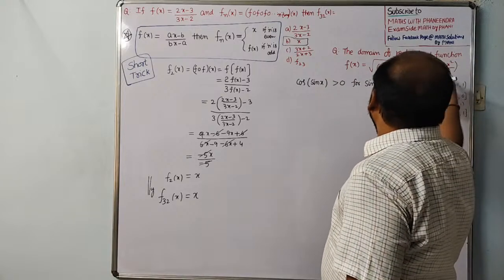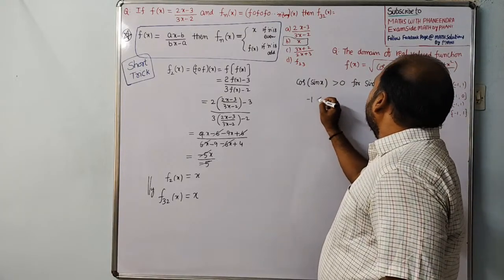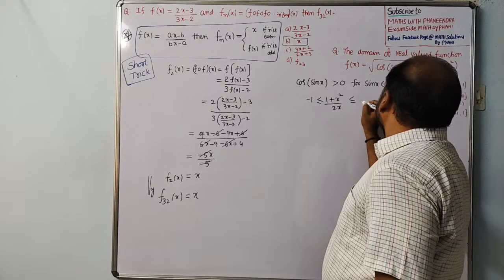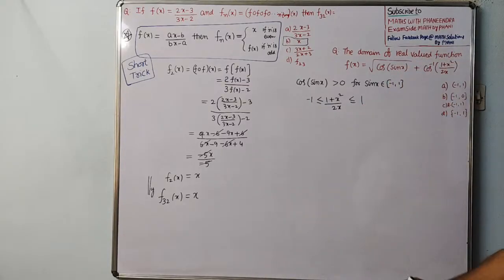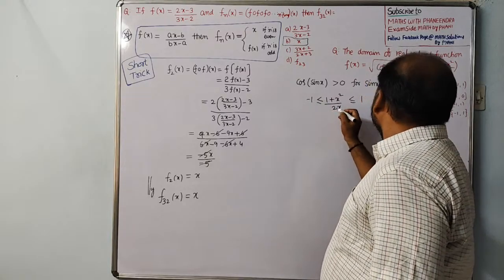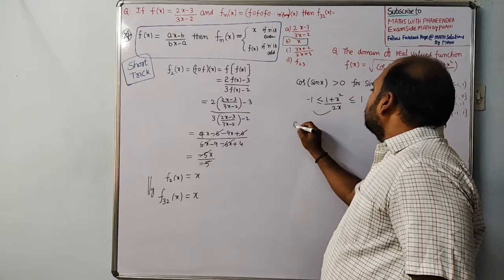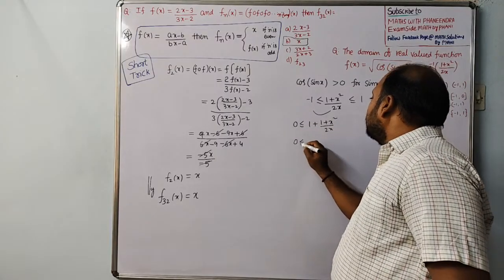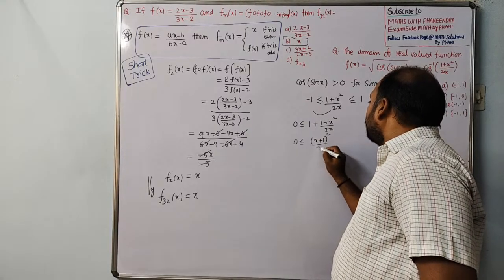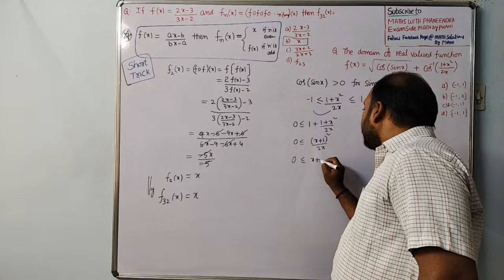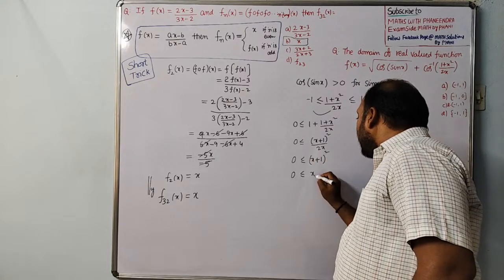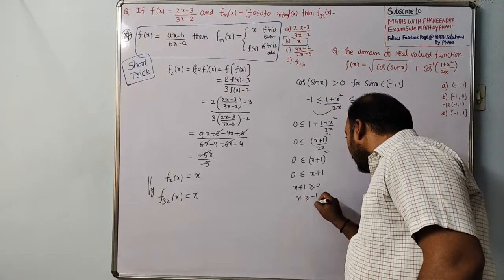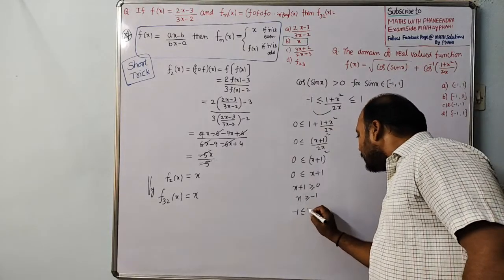Now, cos inverse of this value: minus 1 is less than or equal to (1 plus x square) by 2x, which is less than or equal to plus 1. So first, if we take the left inequality, 0 is less than or equal to (1 plus x square) by 2x. 0 is less than or equal to (x plus 1) whole square by 2x. So 0 is less than or equal to x plus 1. So x plus 1 is greater than or equal to 0, x is greater than or equal to minus 1. That means minus 1 is less than or equal to x.